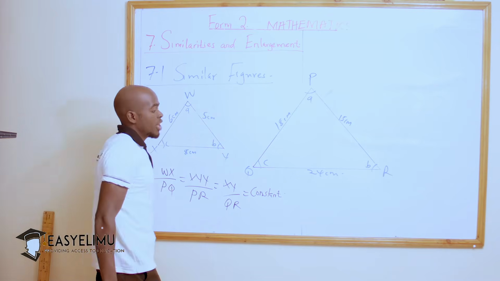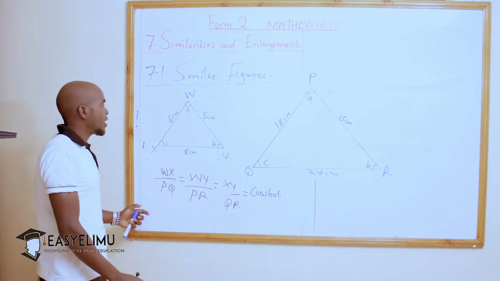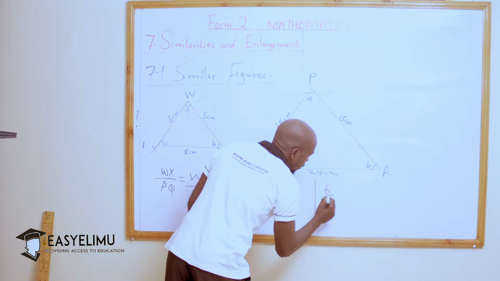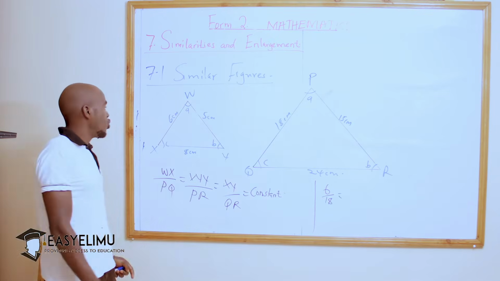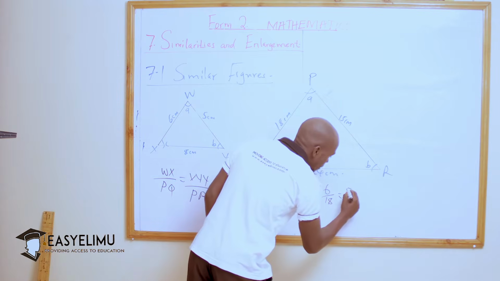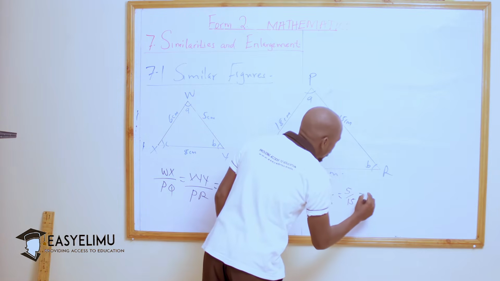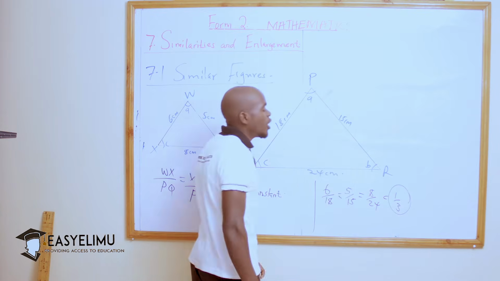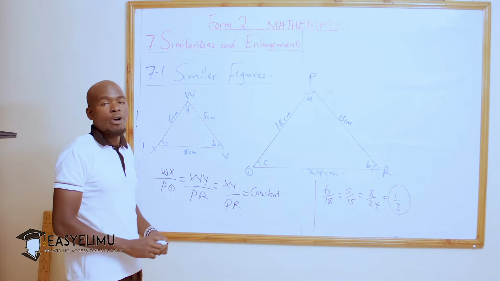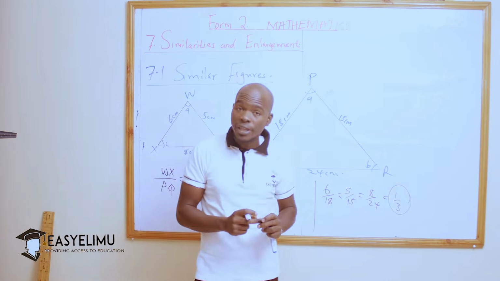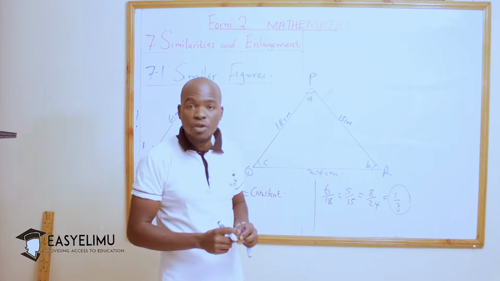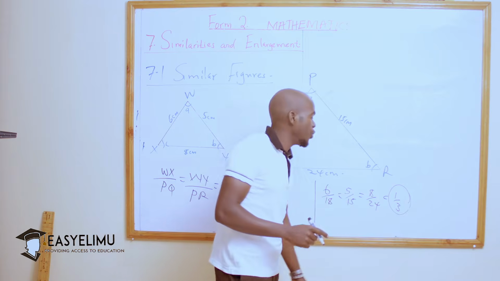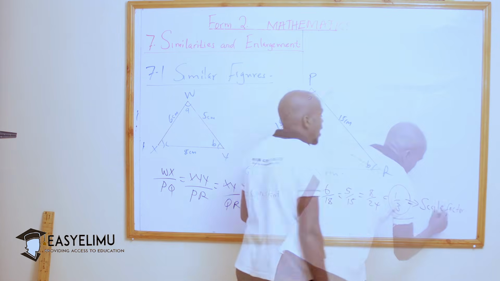So for our case, if we work it out, the first one is 6 centimeters over 18 centimeters, which should be equal to 5 over 15, which should be equal to 8 over 24. You will get 1 over 3. This 1 over 3 is constant throughout: 6 over 18 gives a third, 5 over 15 gives a third, and 8 over 24 also gives a third. That constant is what we refer to as the scale factor.